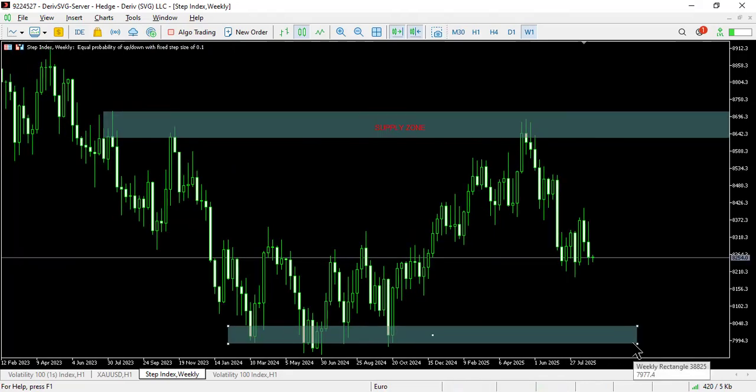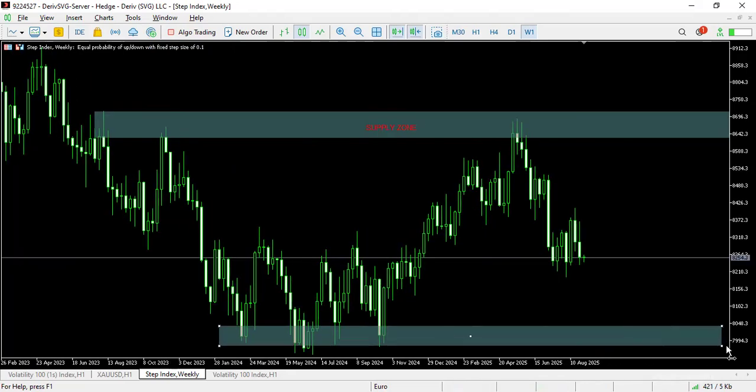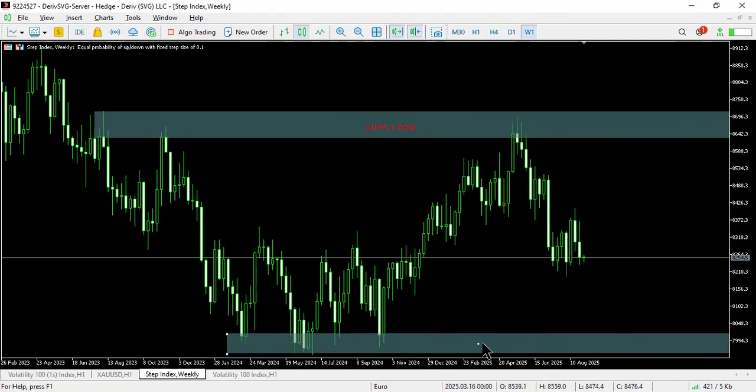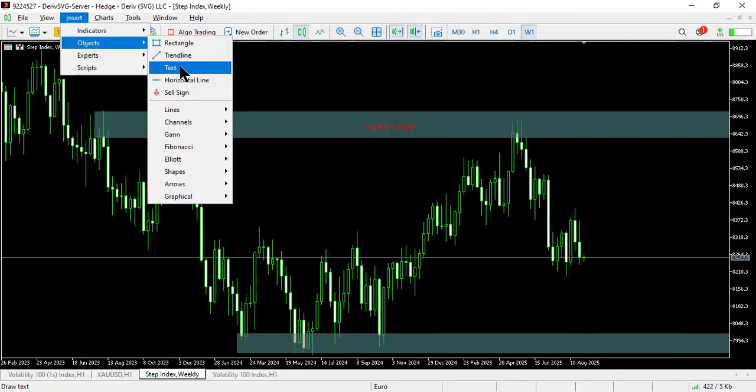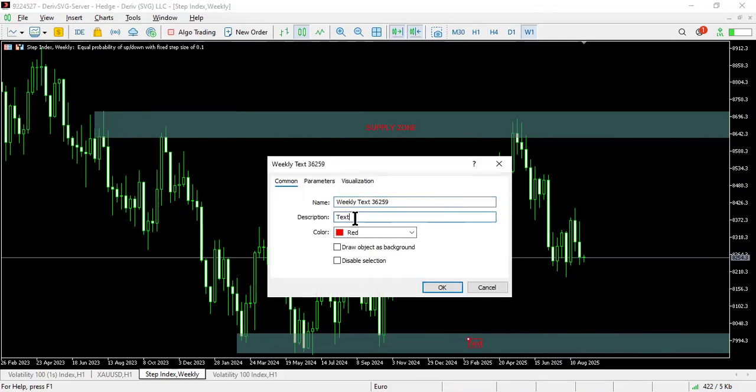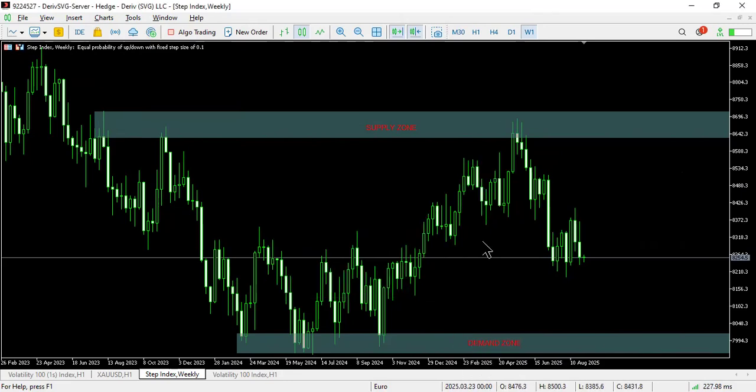And then we have our demand zone down there. Our demand zone. So already from the weekly time frame, you can see the bias that price is moving from supply headed to the demand zone.